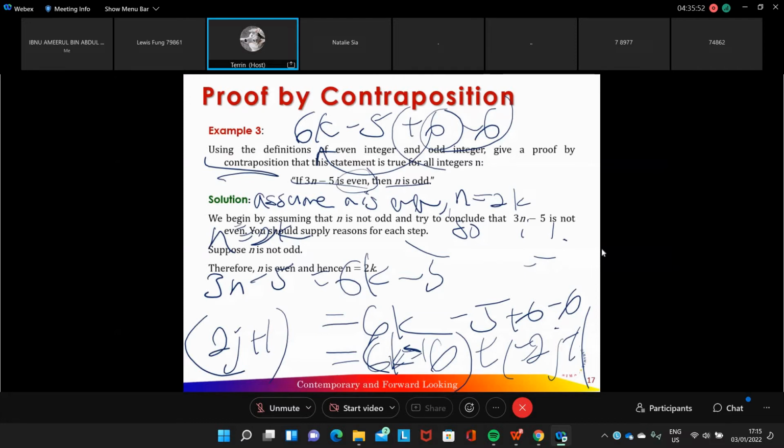So we have it in that form. Even if you want to plus 12 minus 12, you're still going to get something like this, right? You still have to add on accordingly. So anyway, 3k minus 5, blah, blah, blah. So same thing, 3k minus 3 plus 1. Therefore, 3n minus 5 is odd and hence it's not even.